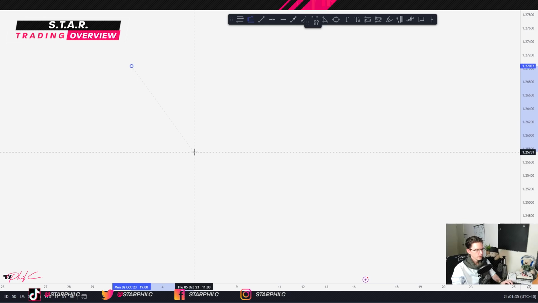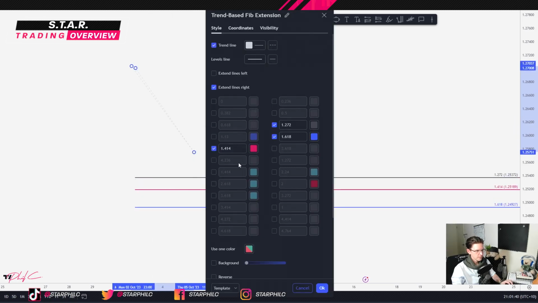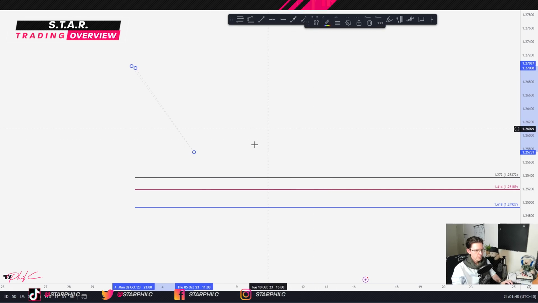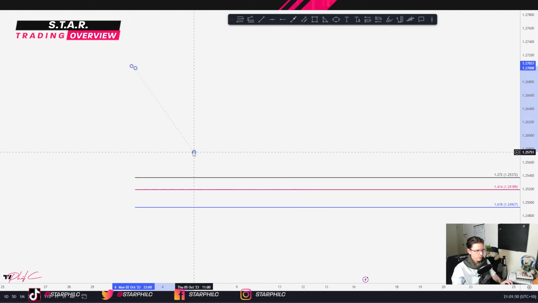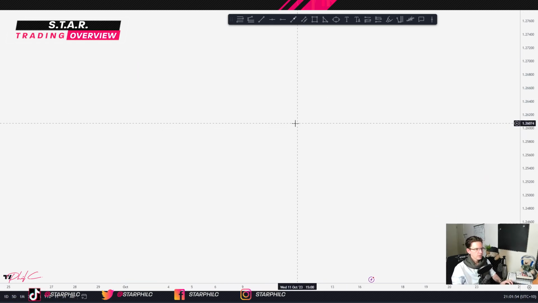Let's take a look now real quick at the extension here. Double click that. And we've got the 1272, 1414, and 1618. The charting platform, if you want to know what I'm using, is TradingView. That's what we use. So those are the fibs.